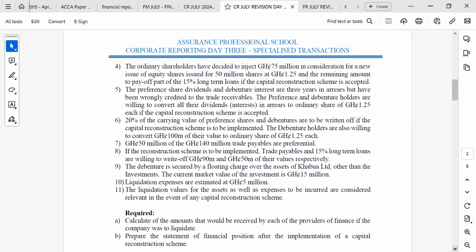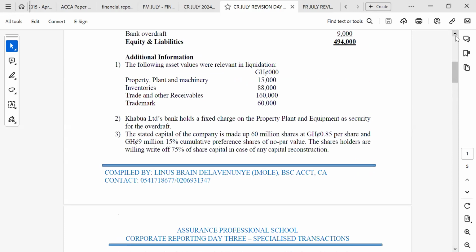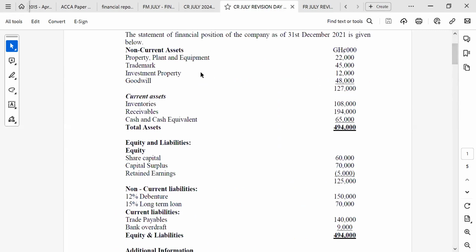The debenture is secured by a floating charge over the assets of Kabua Limited. Other than the investment, the current market value of the investment is 15 million Ghana cedis. Okay, let's go there. What is the value of the investment? They are talking about the investment property there. What is the current value of the investment property? The book value is what? Oh, okay, but they are saying the current value is 15. So what is happening?